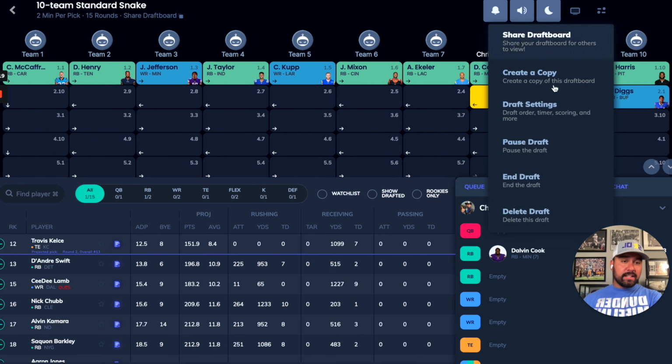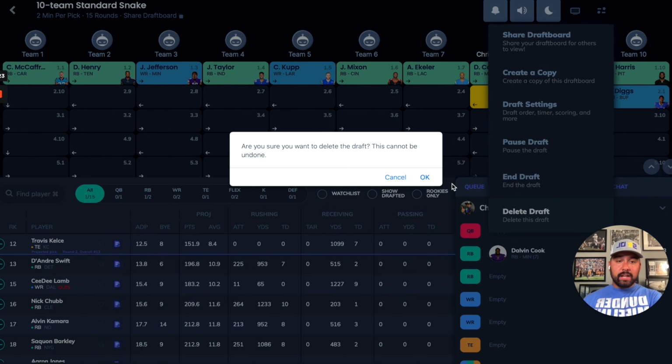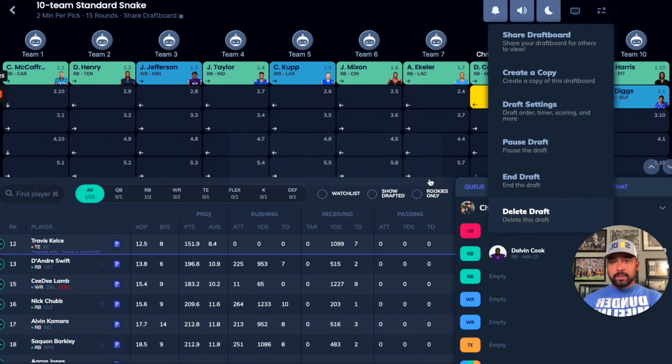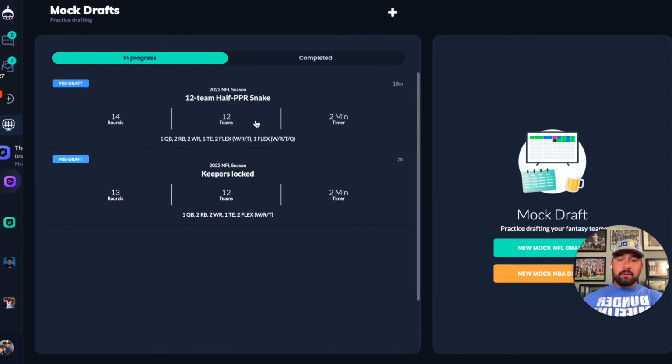Now I'm going to exit out of this one. I don't really need to do anything with it anymore. You can end it or delete it. I'm going to just delete it. But for the mock draft, that's probably one of the best things to learn how to draft and see how the value changes in your scoring formats per the player that gets picked.